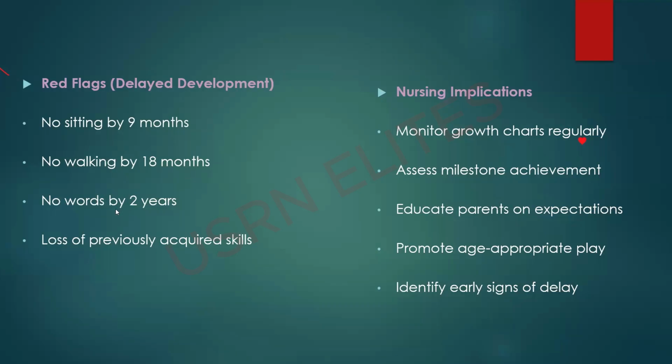And look at the words too. Remember we said up to 12 or 15 months, they should be able to use some words and sentences. Over here, we are not worried when they are 20 months and they are not saying anything. But the cutoff for the red flag is 2 years and no words. Then that is going to be a big deal.